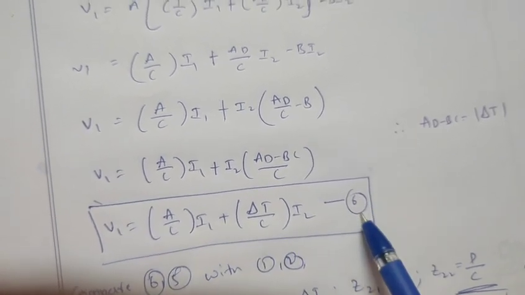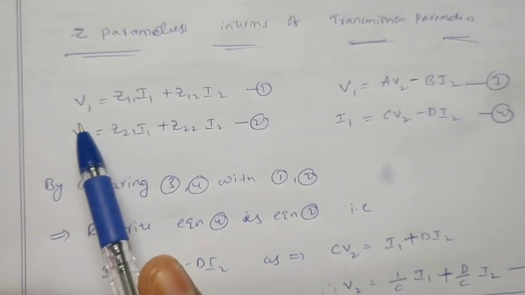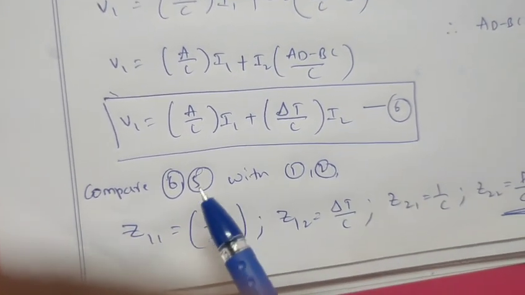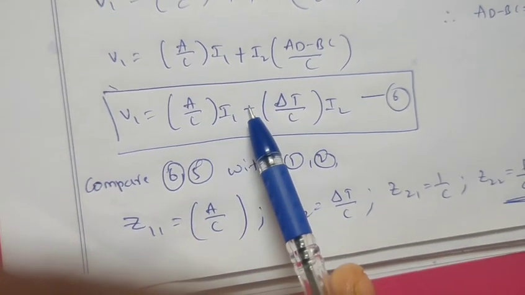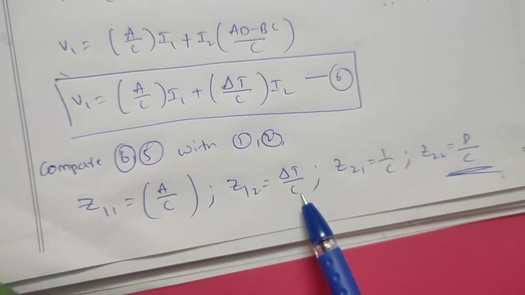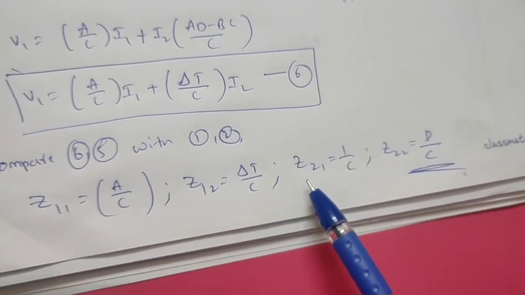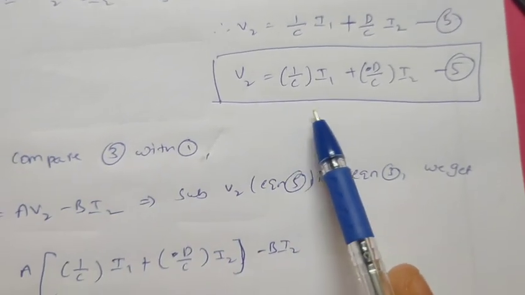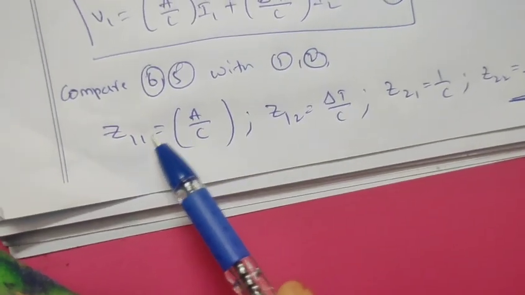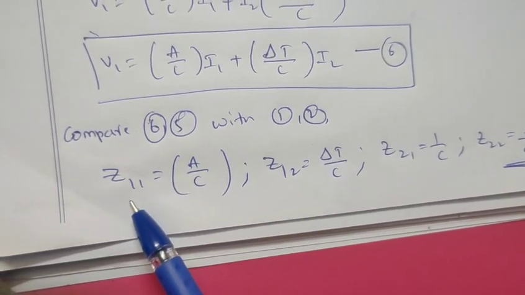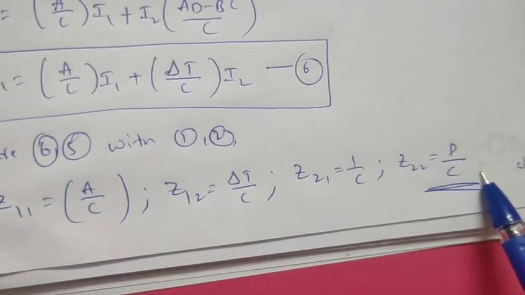Compare this equation 6 with equation 1. We know equation 1 is V1 is equal to Z11 I1 plus Z12 I2, and here we are getting V1 is equal to A by C I1 plus delta T by C I2. Therefore Z11 is equal to A by C, and Z12 is equal to delta T by C. As we previously solved from equation 5, Z21 is 1 by C and Z22 is D by C. So we have written the Z parameters in terms of the transmission parameters. This is the conversion of Z parameters in terms of transmission parameters. Thank you.